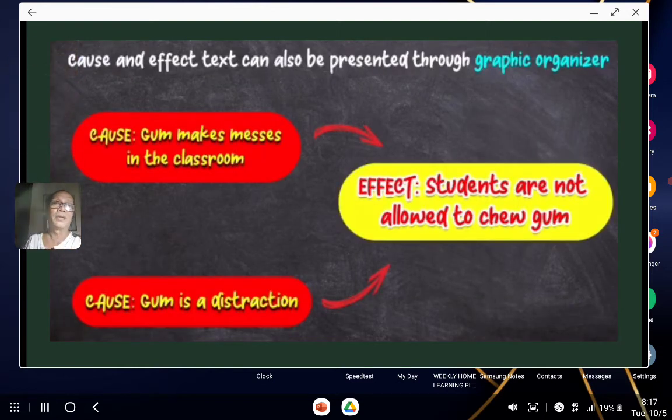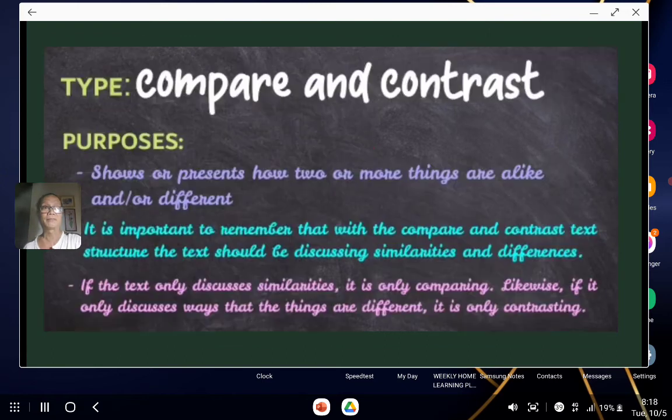You can also do that, the cause and effect, in a graphic organizer. So the yellow box is the effect: students are not allowed to chew gum. The red boxes with an arrow are the causes. One cause is the gum makes messes in the classroom. Another cause is gum is a distraction.